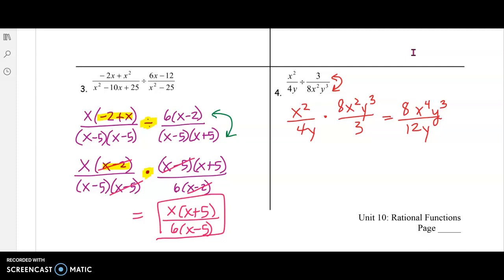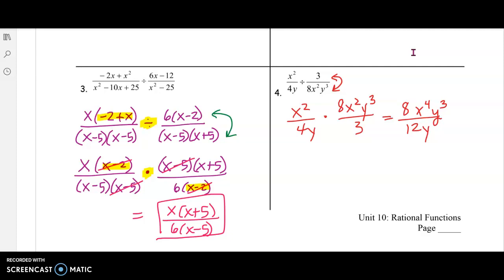Remember, you can only cancel out if you see something in the numerator that you also see in the denominator, because anything divided by itself is 1. Now, the question on the right was a little different because they weren't binomials. So we did have to use our exponent rules. When you're multiplying, you add the exponents. So we added these two to get 4. Remember, we did have to change from division to multiplication, and we flipped the second fraction.